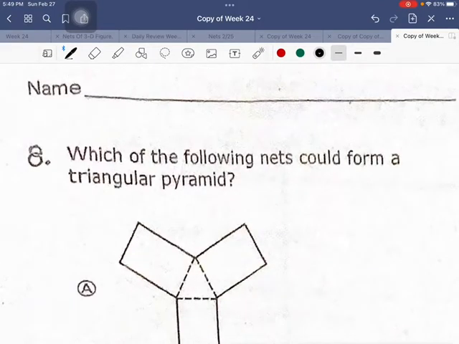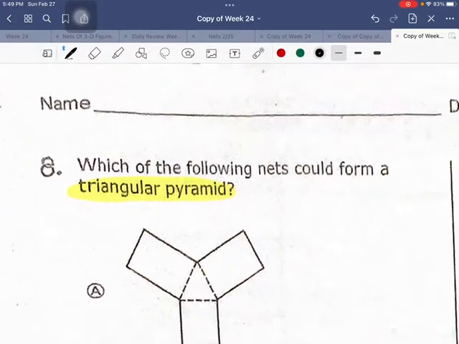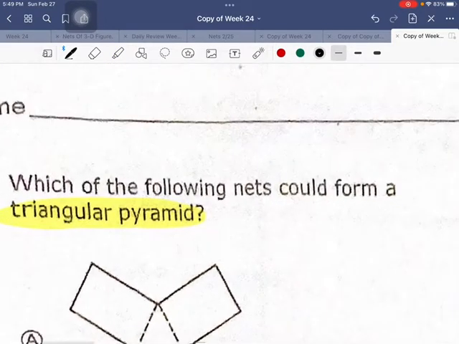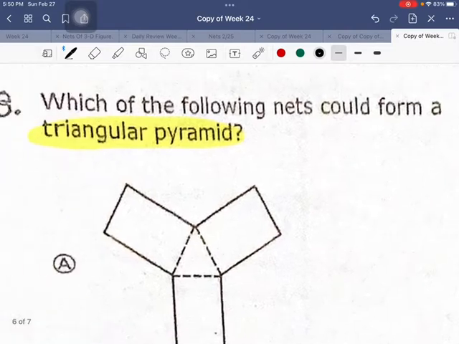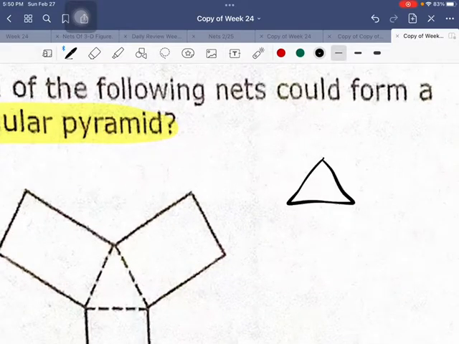Number 8. Which of the following nets could form a triangular pyramid? Híjole. Triangular pyramid. Well, I think it would be beneficial to first of all draw the triangular pyramid. So what's the base? A triangle. Then a little dot right here. Connect them all.